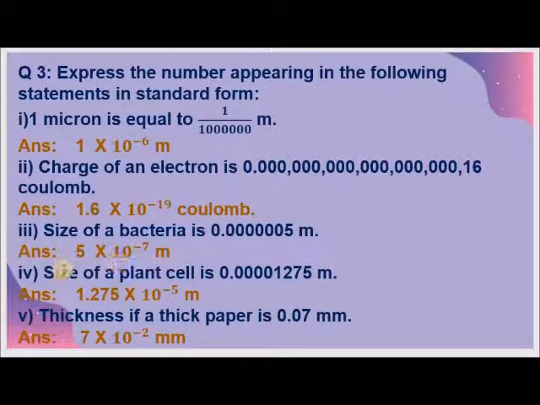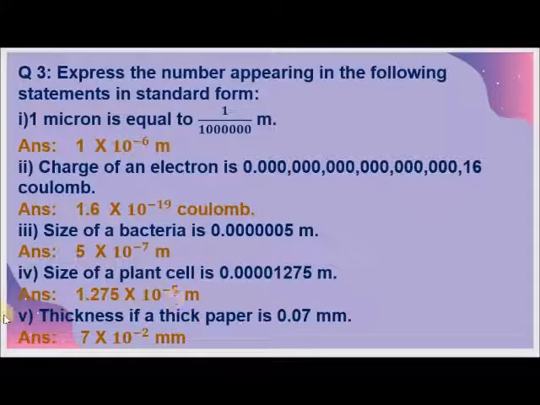Then the fourth part is the size of a plant cell, which is 0.00001275 meter. So this decimal point we have to shift after 1, so we have to count the digits till 1 from this decimal point. These are 1 2 3 4 5, so these are 5, so this number we can write as 1.275 into 10 raised to the power minus 5 meter.